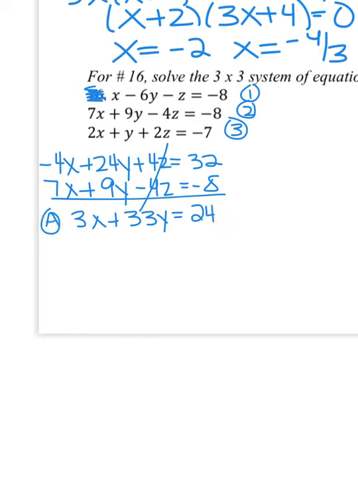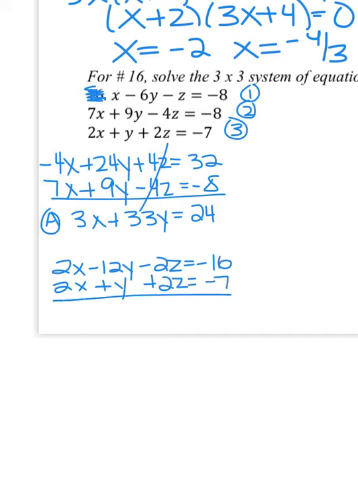Now I'm going to do the same thing on 1 and 3. So for 1 and 3, I have to eliminate z again. So I'm going to multiply the top equation only by 2 because I need the signs to be opposite. So the top is now 2x minus 12y minus 2z equals -16. The bottom stays the same, 2x plus y plus 2z equals -7. You could have also canceled something else out if you wanted to cancel out the x or the y, it doesn't matter. So this is now 4x minus 11y equals -23. And that's equation B.